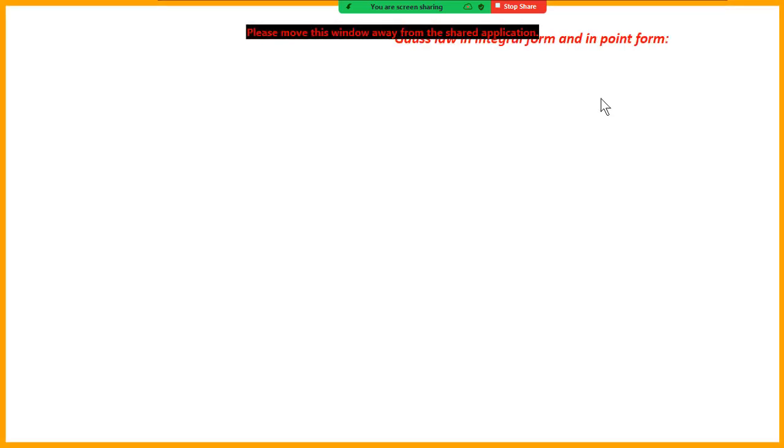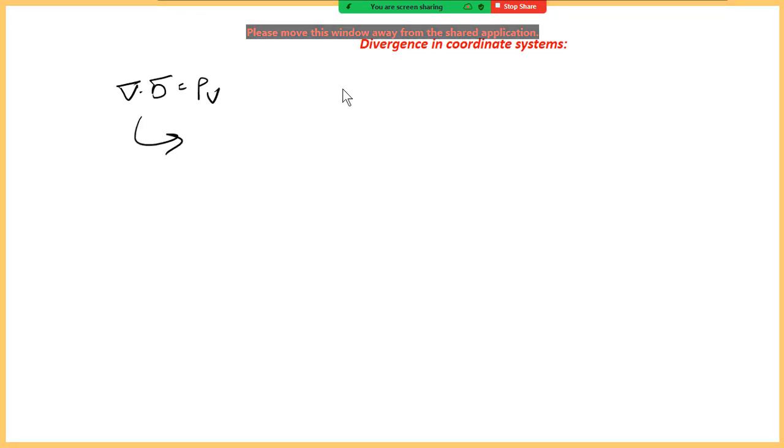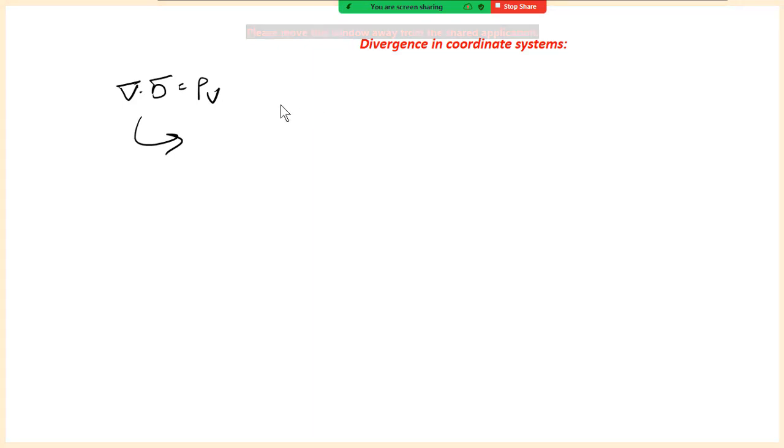Now Gauss law in the integral form and point form we have already completed. Divergence in coordinate systems: why have we taken divergence? Because the point form of the Gauss law involves del dot D equal to rho v, so divergence is there. I have given the formula, but once again I will write it here: divergence of D bar, for example.